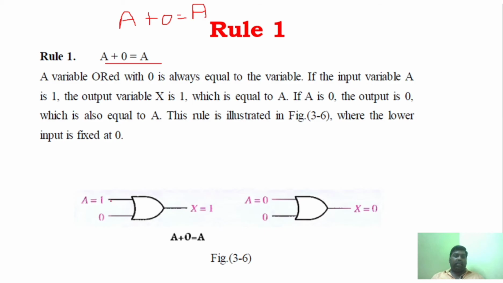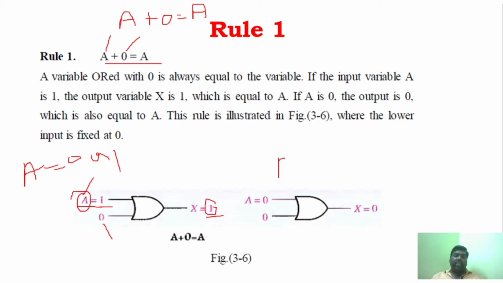You can see here, consider one input to be 0. The other input is A. Now we have to prove A plus 0. A can be either 0 or 1. If A is equal to 1, then 1 plus 0 is equal to 1. So if A is considered as 1 and you add 1 plus 0, then definitely that is equivalent to this particular A.